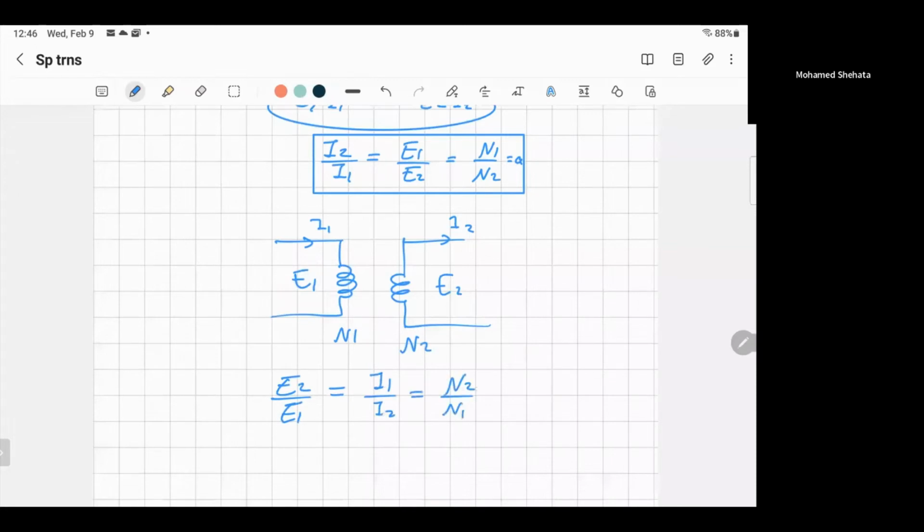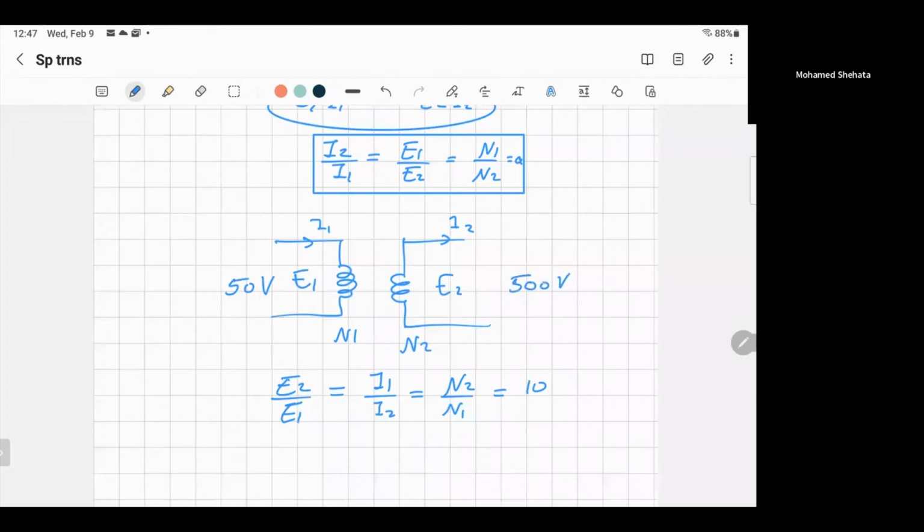In this case, I'm going to take like 10 times, for example. So N2 over N1 is equal to 10. N2 is 10 times N1. So I'm increasing the voltage on the secondary side, so the voltage will be increased. Let's say that the voltage here is equal to 50 volt. So what is the value of the voltage on the other side? Easy. 10 times, 500 volt.